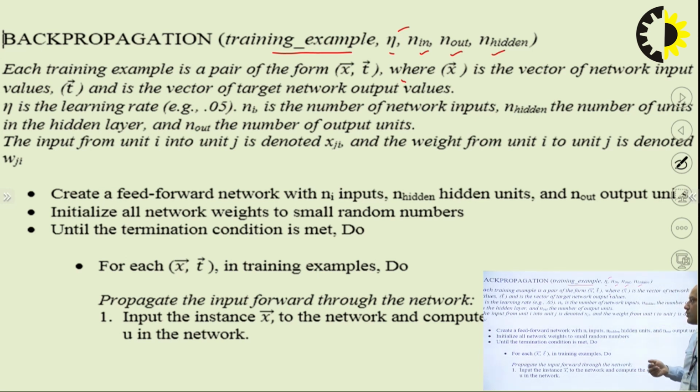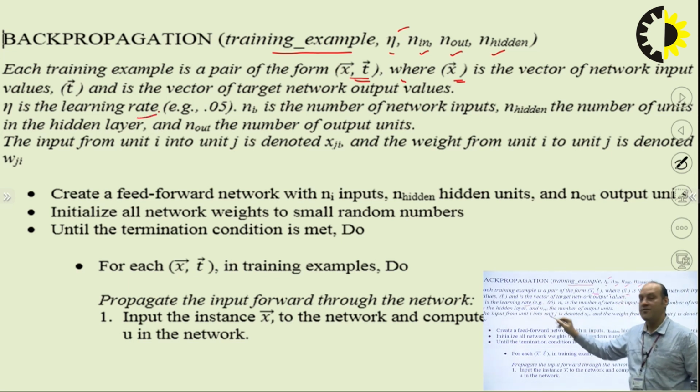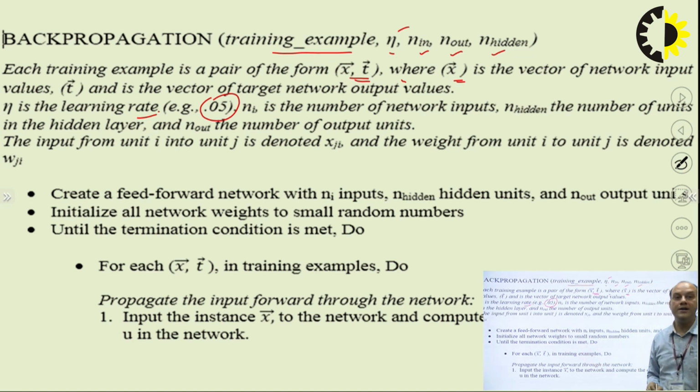Firstly, each training example is a pair of the form x and t. x is my instance, t is the target. We can represent it using the vector representation of x. Eta is the learning rate, and we will keep this learning rate value as small as possible. For example, I have considered 0.05 here. n_in is the number of network inputs, n_hidden is the number of units in the hidden layer, and n_out is the number of output units.